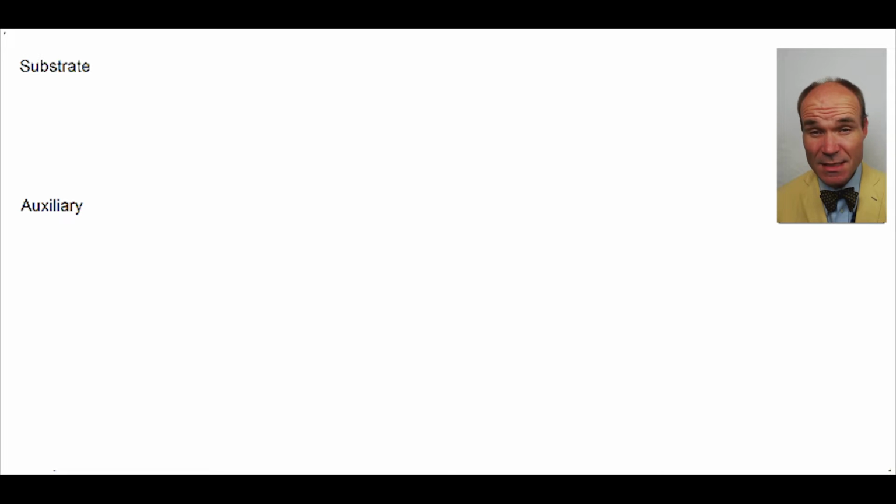Well, the first is substrate control. This is where one portion of the molecule, known as the substrate, has stereochemistry that can influence the introduction of stereochemistry into another portion of the same molecule.